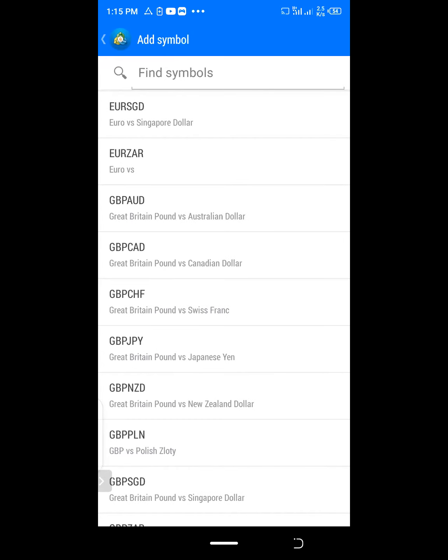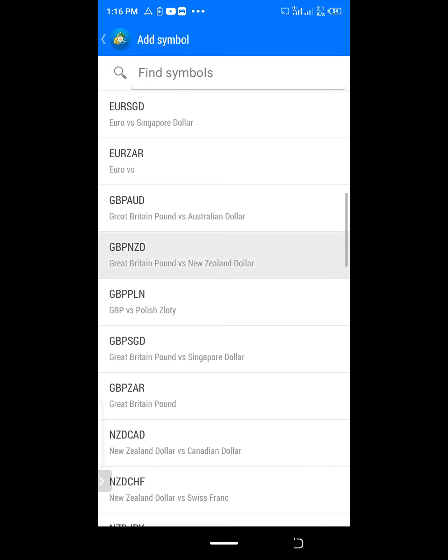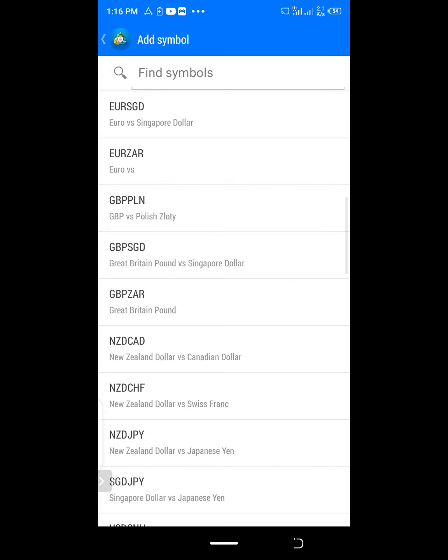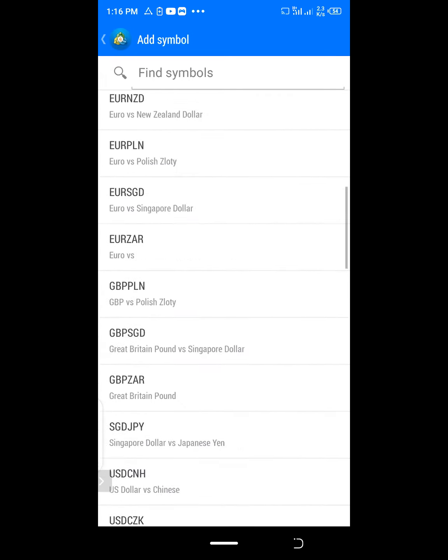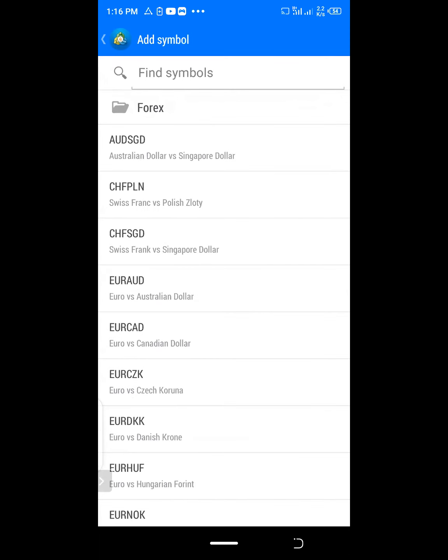So if for instance it is GBP/CAD, I'll click on GBP/CAD. For iPhone users, in front of GBP/CAD, you will see a small plus that you just need to click on and it's going to get added. But for Android users, you just tap on the particular currency pair on the screen and it is going to get added. So all these currencies that I am clicking on, NZD/CHF, NZD/JPY, and so on, are getting added to my quote page.